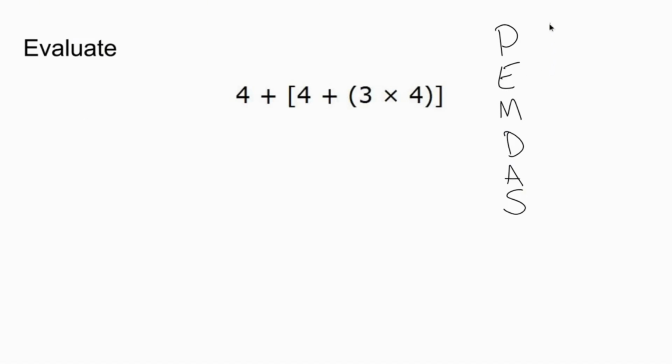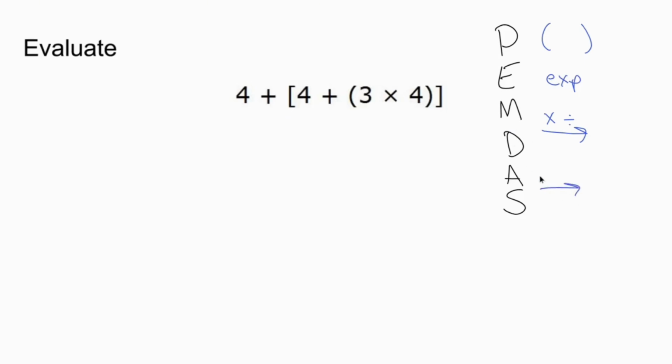PEMDAS stands for do everything inside the parentheses first. Now, parentheses and brackets follow the same rules, so we have to be very careful with this. We'll talk about it when we have to. Then you deal with exponents. Then you multiply, divide left to right. It doesn't mean you always multiply first. It doesn't mean you always divide second. You just go left to right and then go multiply, division, whatever order you have.